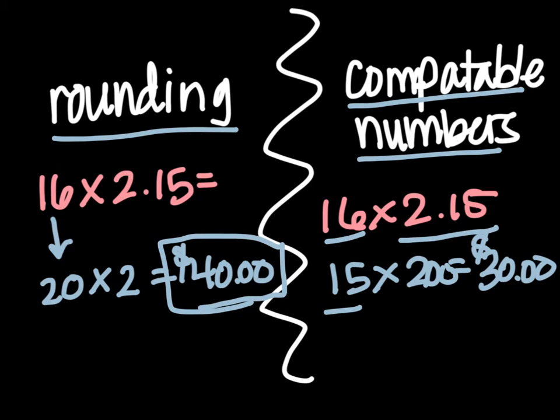So which one do you think is going to be more accurate? Hopefully you said compatible numbers was a little bit more accurate because instead of going all the way up to 20, we only went down to 15. But remember, with estimation, you can always have an overestimate or an underestimate depending on where you're at. And just like we talked about in class, using an underestimate can pose as somewhat of a problem sometimes if you have to have a certain amount of money. So keep that in mind when you're estimating.